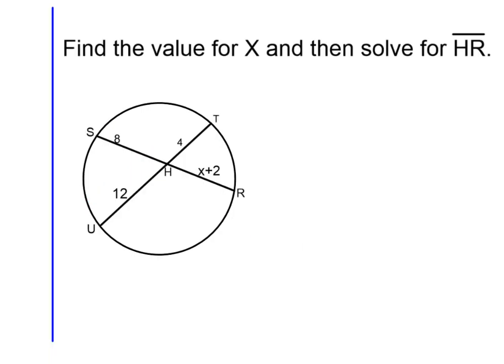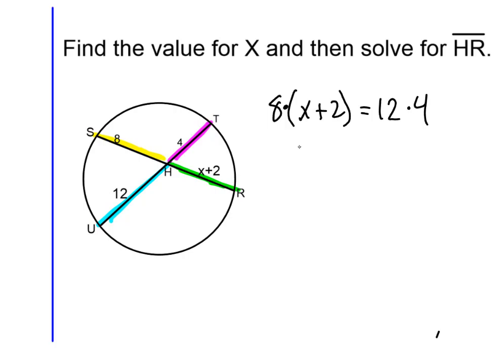Here's a little more complex example. We're going to not only use the relationship to solve for the x, but we're also going to try to figure out how long HR really is. SH is going to multiply with HR, and UH is going to multiply with HT. So 8 times (x + 2) is equal to 12 times 4.